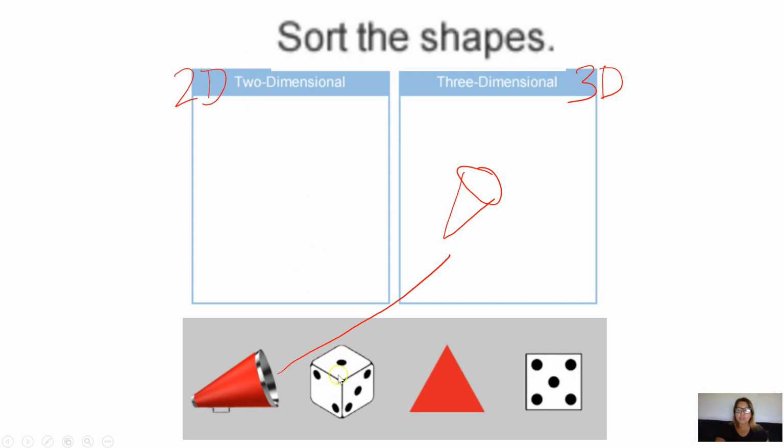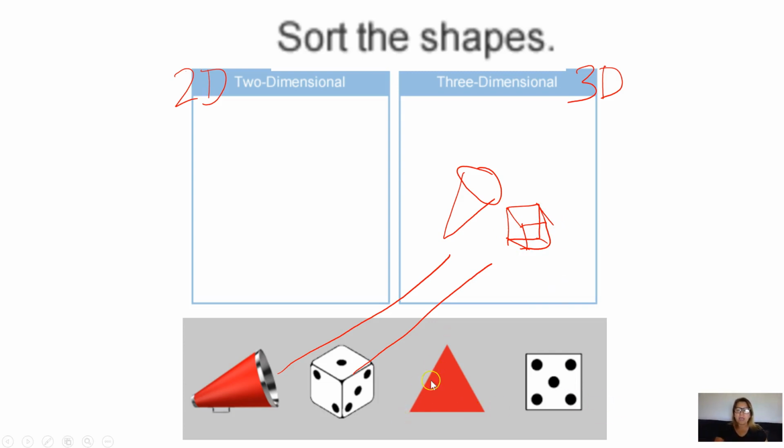Okay, so now we have a cube. A cube, well, this is actually a dice. So a dice is shaped as a cube, so that makes it a three-dimensional shape. I am going to draw this shape for you here. Okay, we're connecting all the corners, and that is a 3D shape.